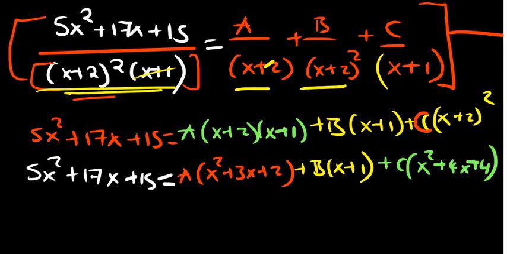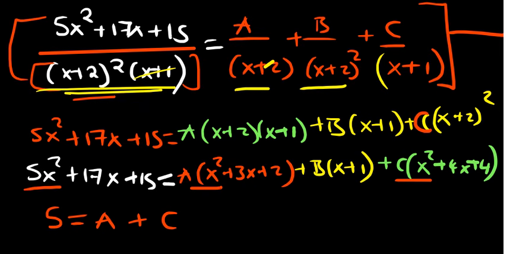So we can now start with x squared. We get the coefficients of x squared. On the left we have 5. For this part we only have a. For that part we don't have anything. Then for that part we have cx squared, so we have c. So a plus c is equal to 5. That is our first equation.